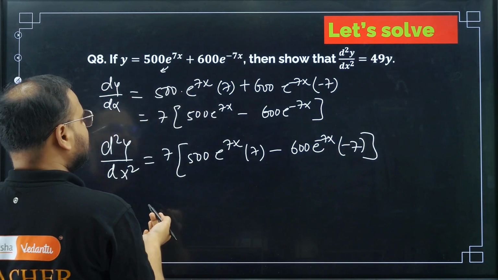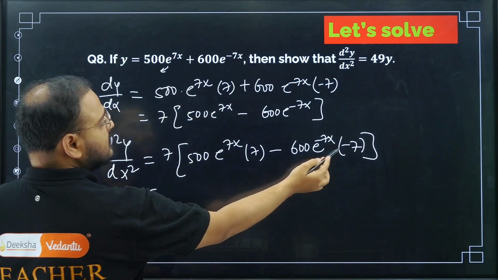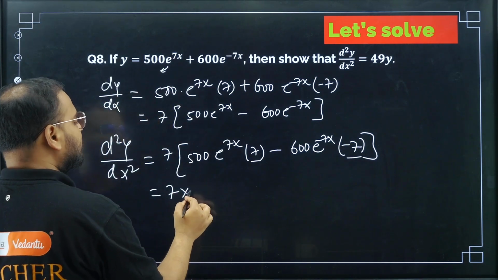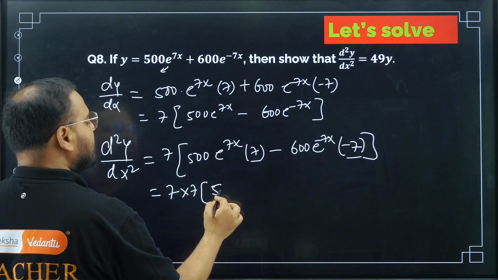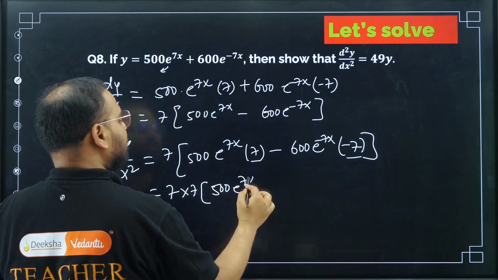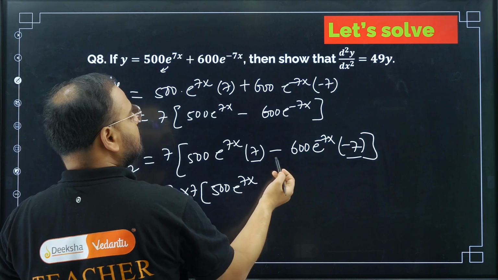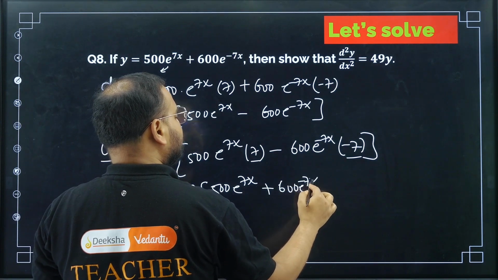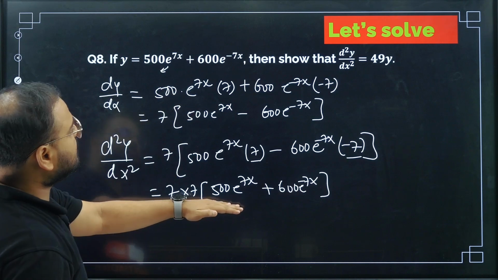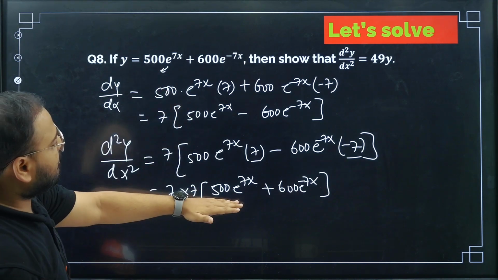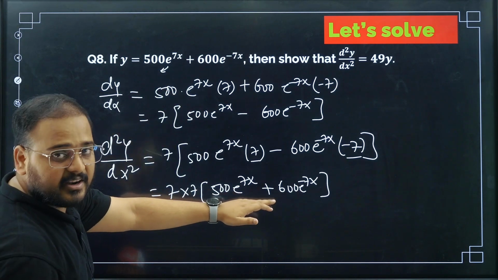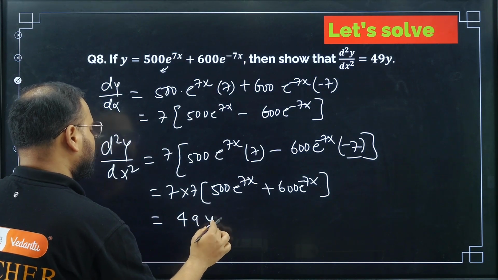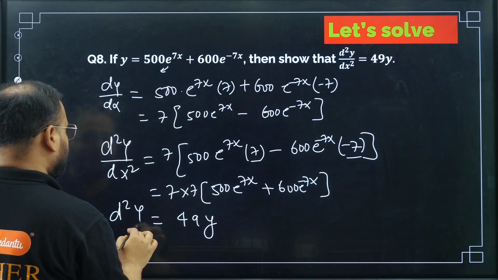Please check. I can take 7 common. This 7 and this 7 will come out, as 7 was already here. 7 times 7, how much is it? 49. Then 500 e power 7x, and this minus and this minus will make plus, so plus 600 e power minus 7x. How much is this? It is the function y only: 500 e power 7x plus 600 e power minus 7x. How much is that? 49y.